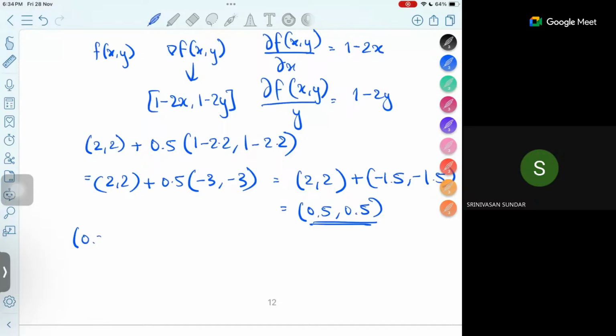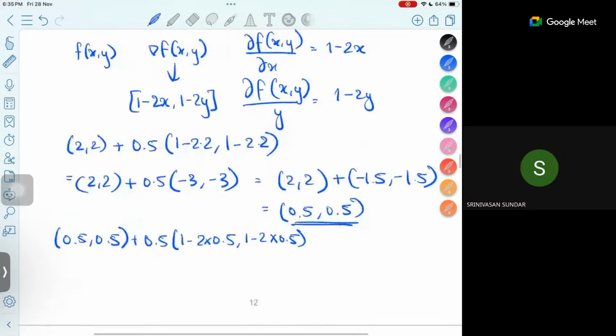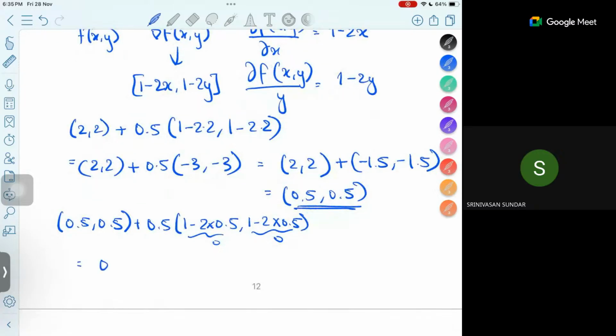We start at 0.5 comma 0.5 plus the learning rate, which is the same, it's a constant here. Then it's 1 minus 2 times 0.5 and again 1 minus 2 times 0.5. So this is 0 and this is also 0. So this is again 0.5 comma 0.5. After 2 iterations, only after completing this iteration will we know that it has converged. But it has converged here and it has terminated here.